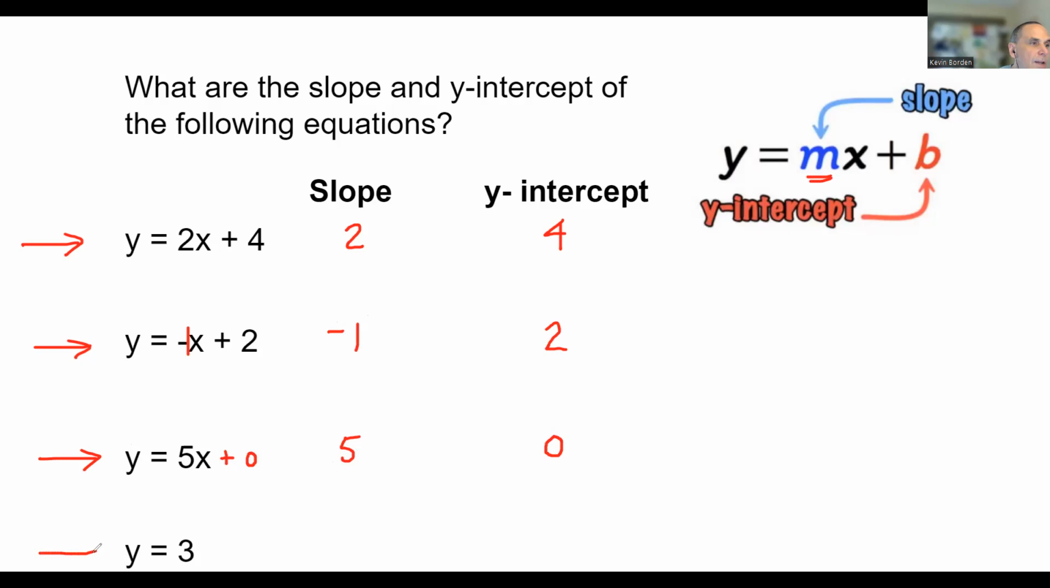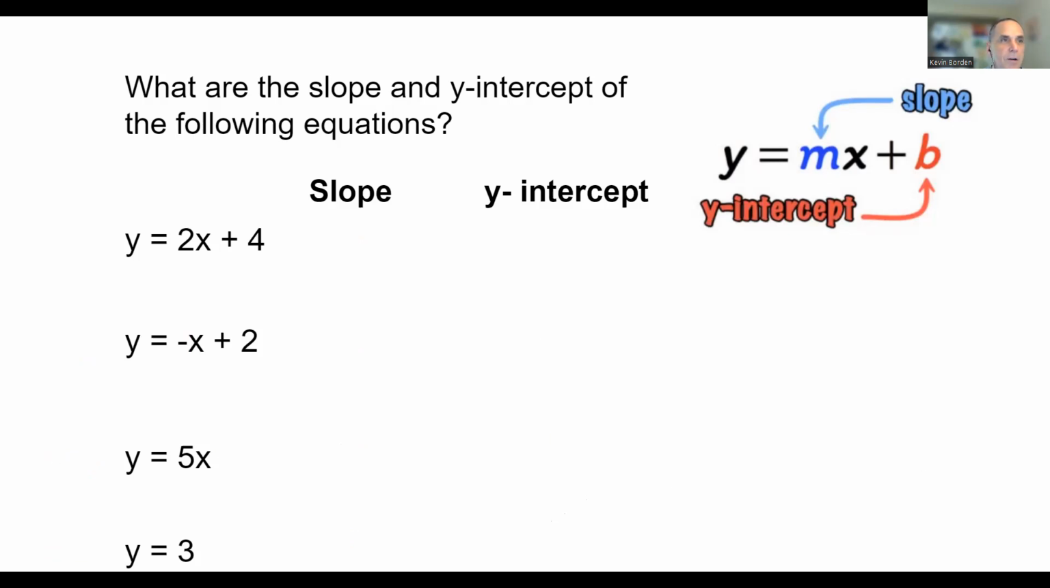Finally, we have y equals 3. That line has a slope of 0 because that's a horizontal line. And our y-intercept is 3. It does go through y equals 3.